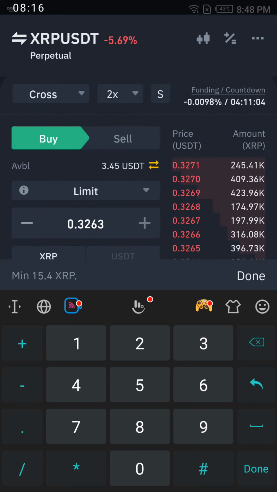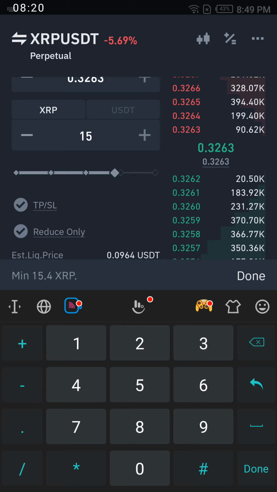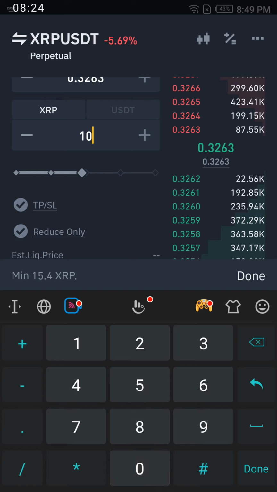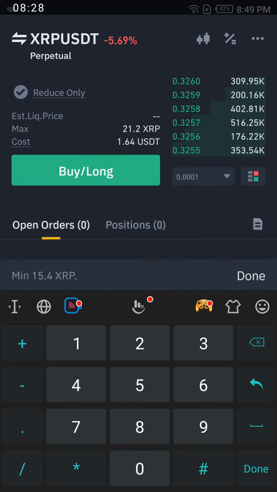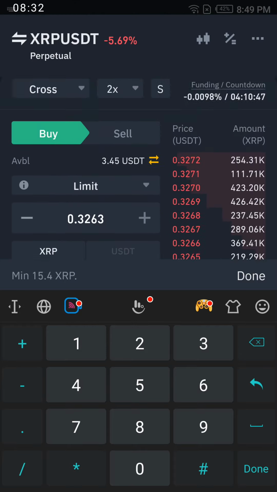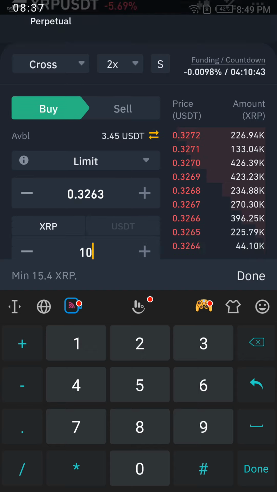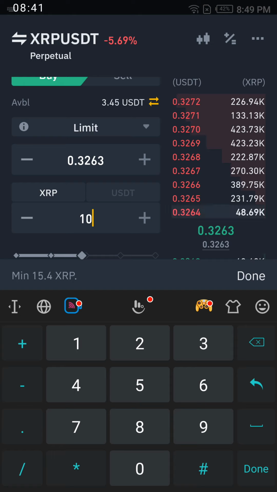What is my margin? Okay. Let me put 10. That will cost me 1.64. So remember, when you are buying is when you are anticipating that the market will go up, and when you are selling is when you are anticipating that the market will go down.